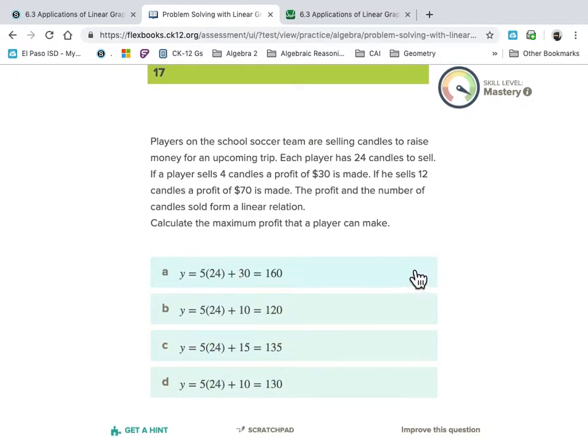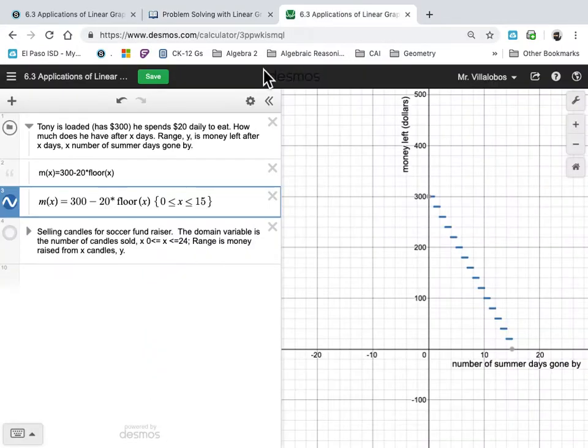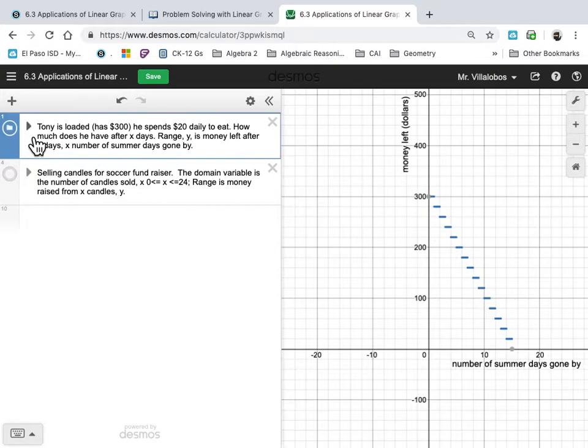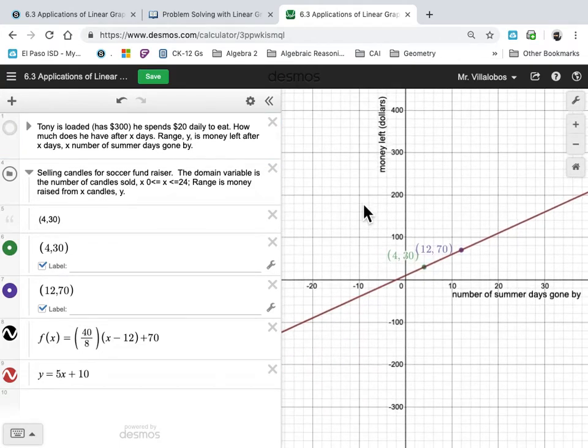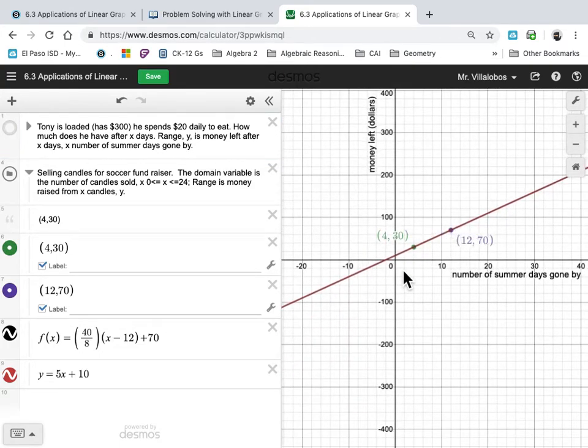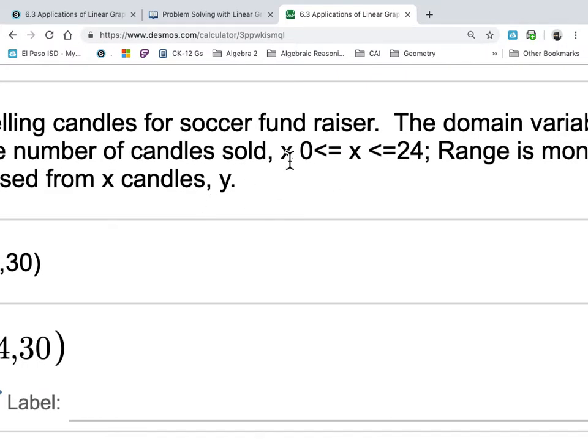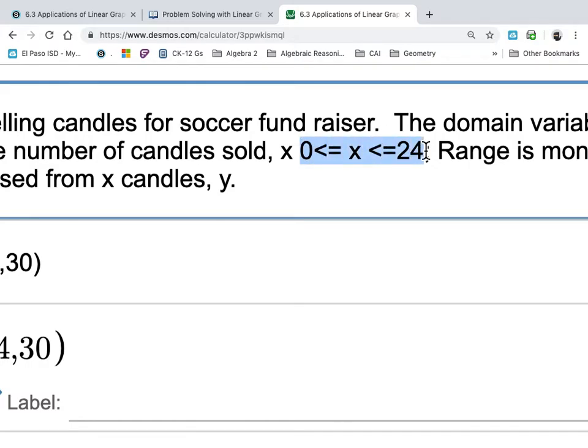Here's the soccer one. Let's go back to the soccer. They have a question: calculate the maximum profit you can make. I got to go fix the soccer one. It's actually not correct. So I'm going to turn off Tony and turn on the soccer candle people. What did I forget on the soccer example? On your quiz, your test, your domain and range has to be restricted correctly. How many candles can a player sell, according to the story? Read. I told you. That's your domain.